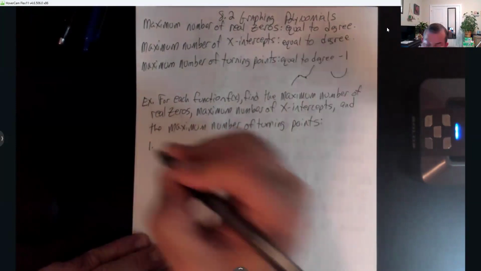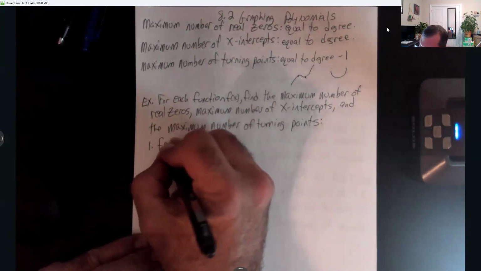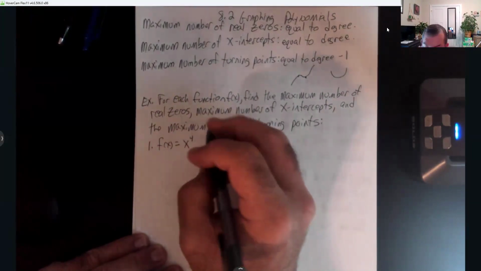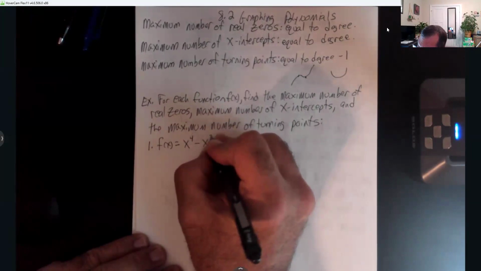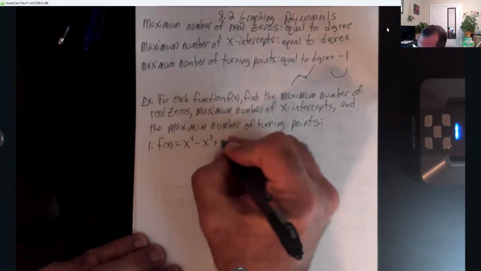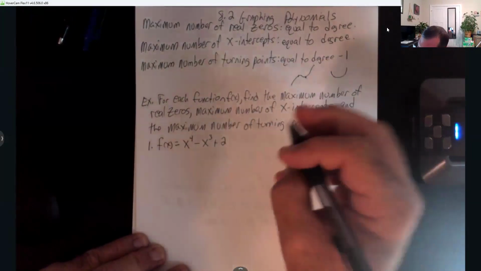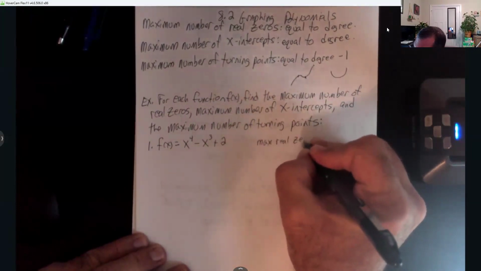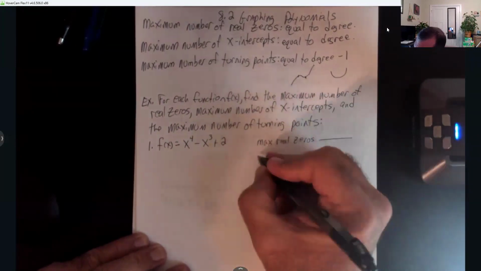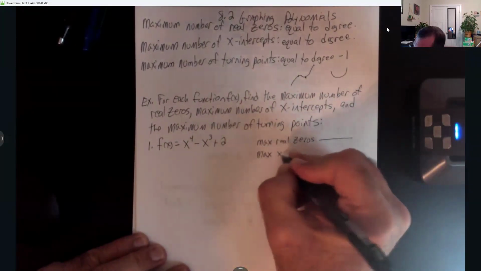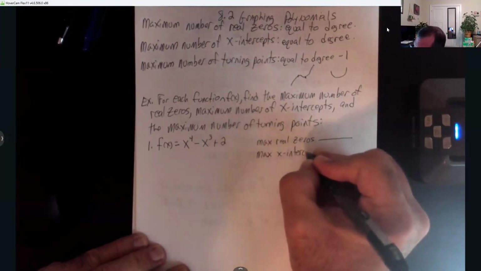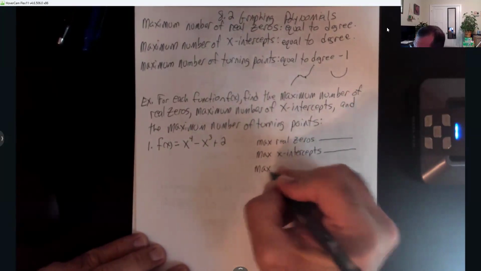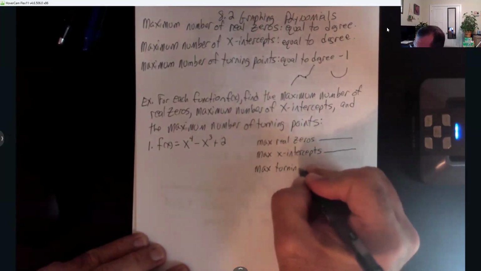All right. So for my number 1, they're giving me f of x equals x to the 4th minus x to the 3rd plus 2. So we want maximum real zeros, maximum x-intercepts, and maximum turning points.